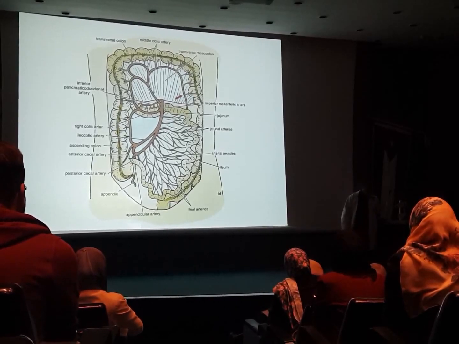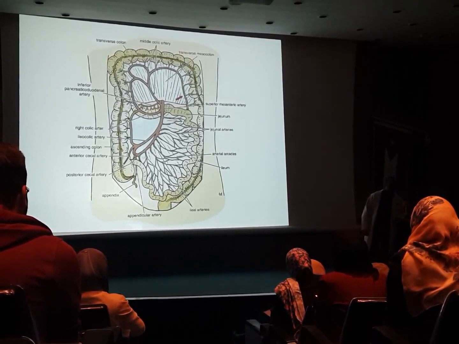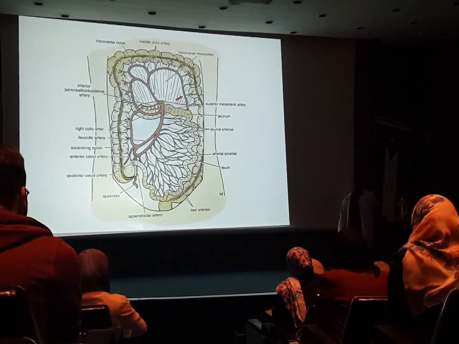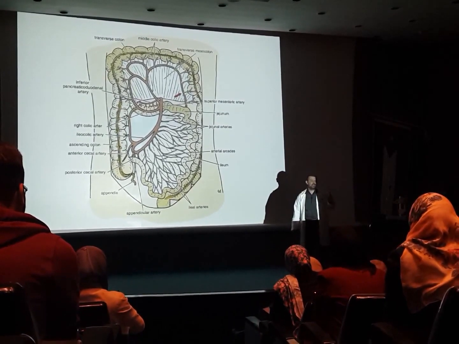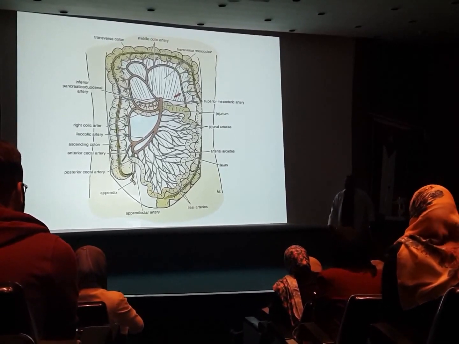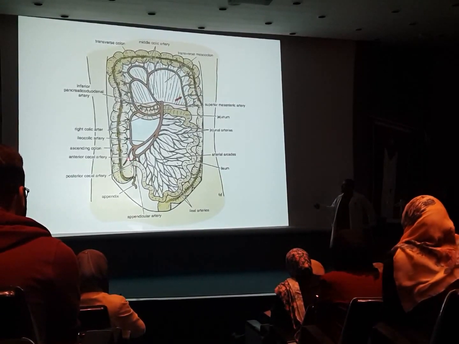I will call it ileocolic. Because it's not to the cecum only, to the appendix only. Two parts of the large intestine. So it's not ileocecal. Remember this, it's ileocolic, to the colon. Okay? So we will call it the ileocolic artery.